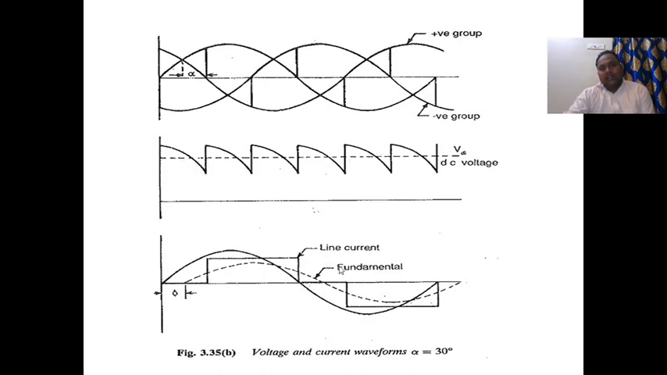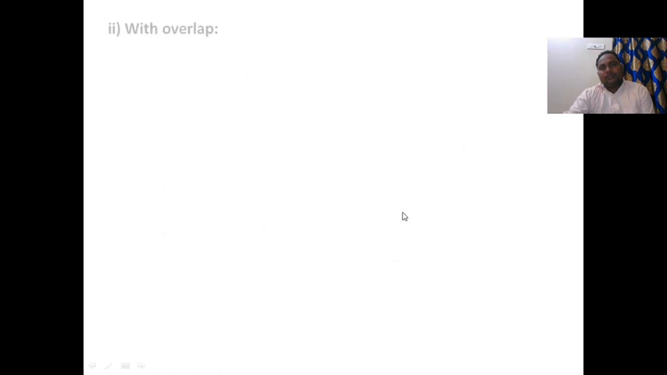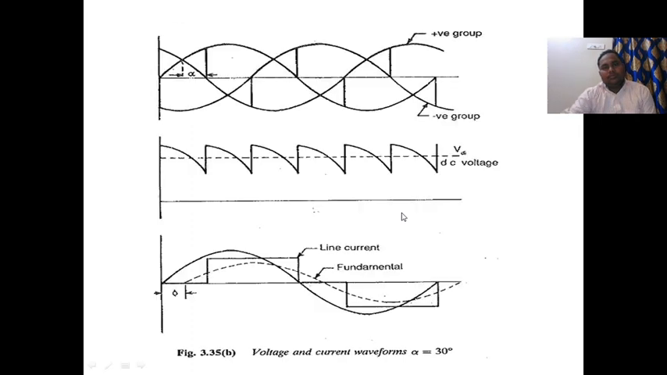So this is the line current, this is the fundamental current. The voltage and current waveforms at alpha equal to 30 degrees. We can change the alpha value up to 90 degrees. Up to 90 is not valid, below 90 is valid. Please observe this waveform. Please compare both the alpha equal to 0 and alpha equal to 30 degrees waveforms. Thank you.